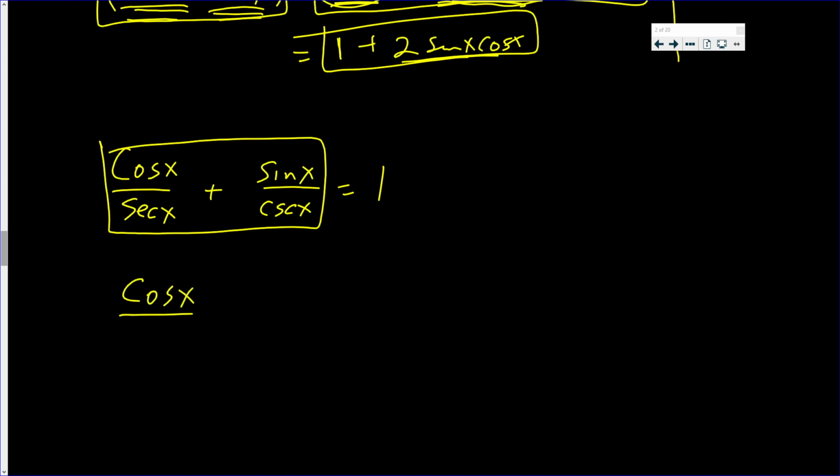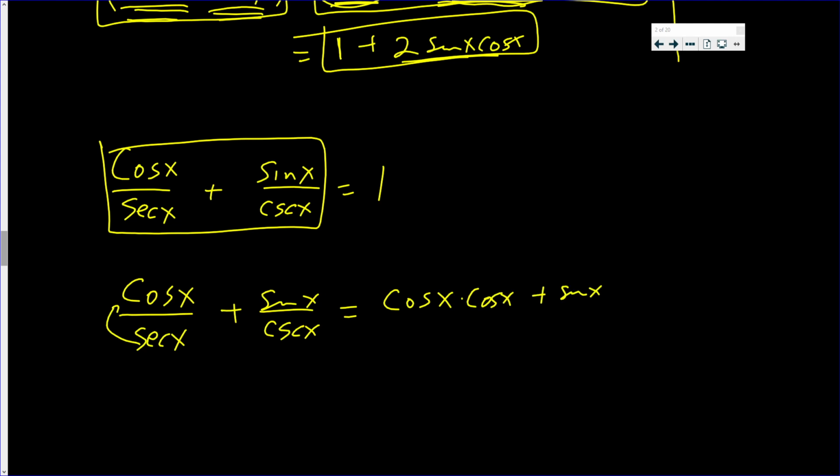So cosine x over secant x. Oh, this is very simple. Over sine x over cosecant x. Well, I'm going to bring this to the top. So I have the cosine x on top, but secant in the bottom is cosine on the top, plus the sine x that's on the top. But you know what? Cosecant on the bottom is sine x on the top. So I get cosine squared x plus sine squared x, and that's 1.